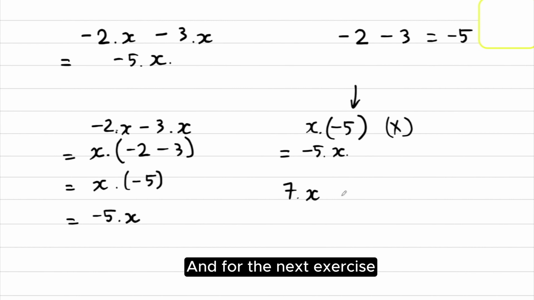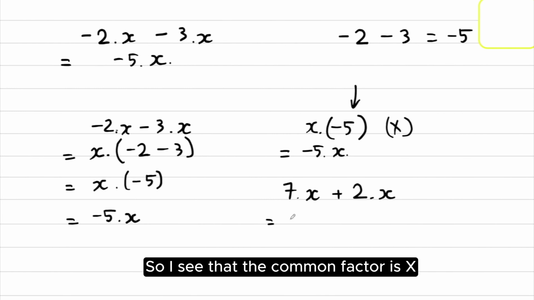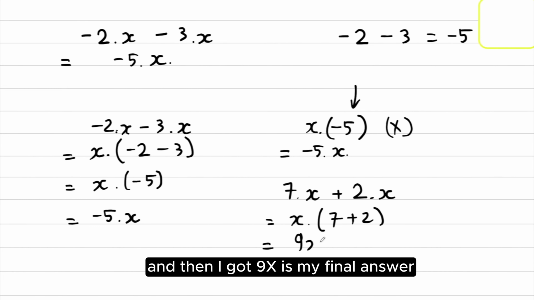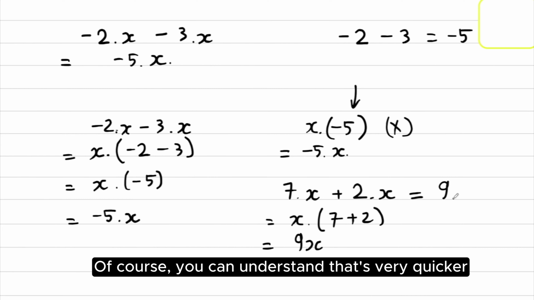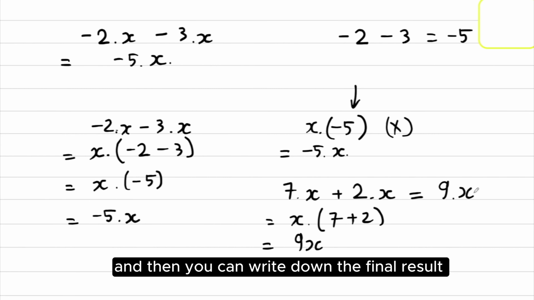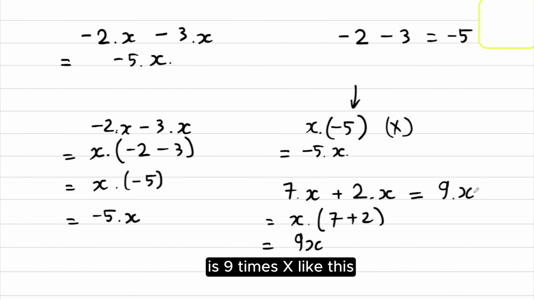And for the next exercise, you got 7x and 2x like this. I see that the common factor is x, I put it outside, and 7 plus 2 inside the bracket, and then I got 9x as my final answer. Of course, you can understand that's much quicker, and then you can write down the final result as 9 times x like this. It doesn't matter.